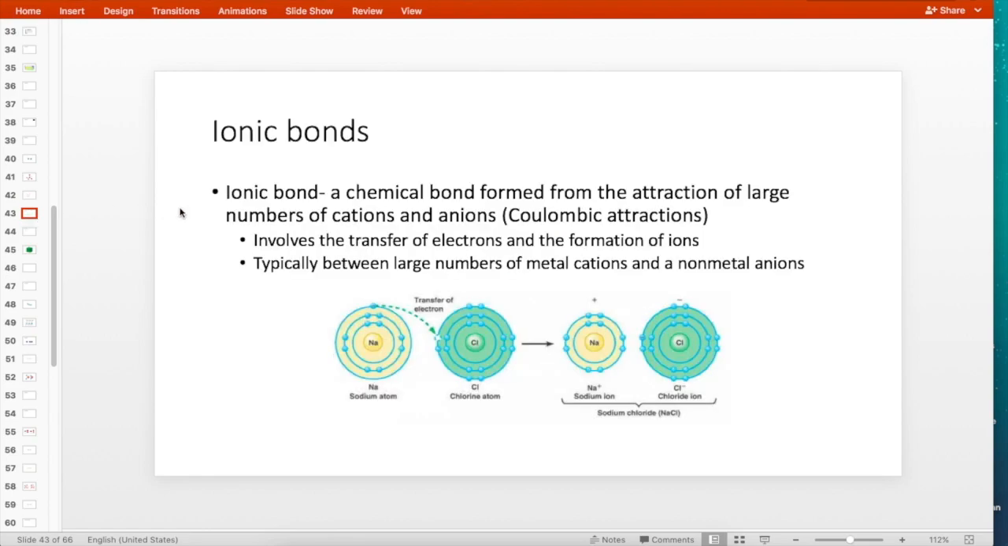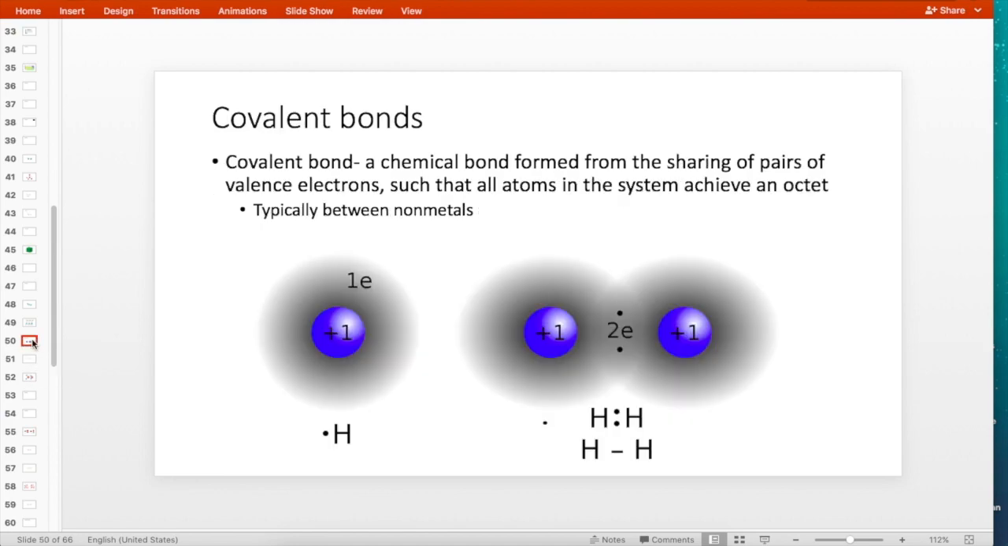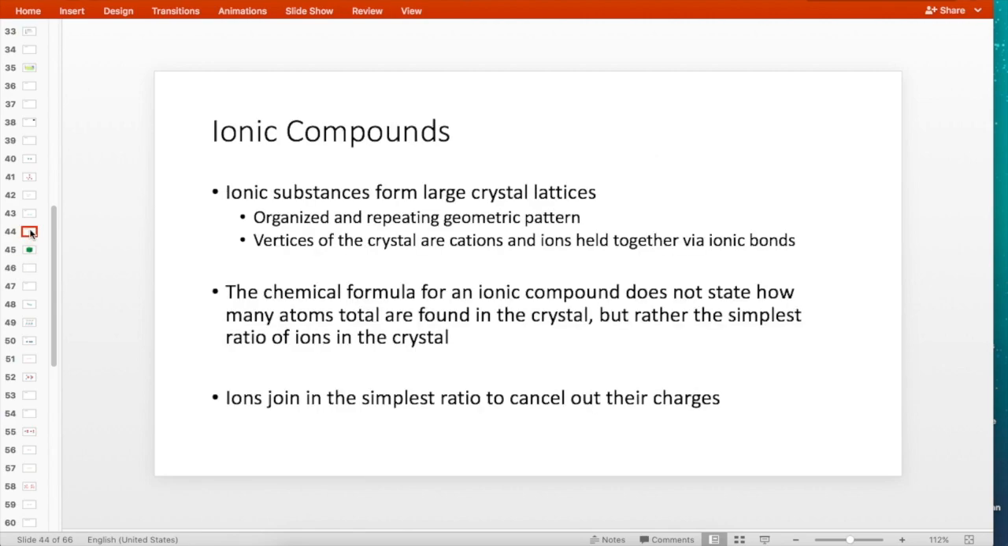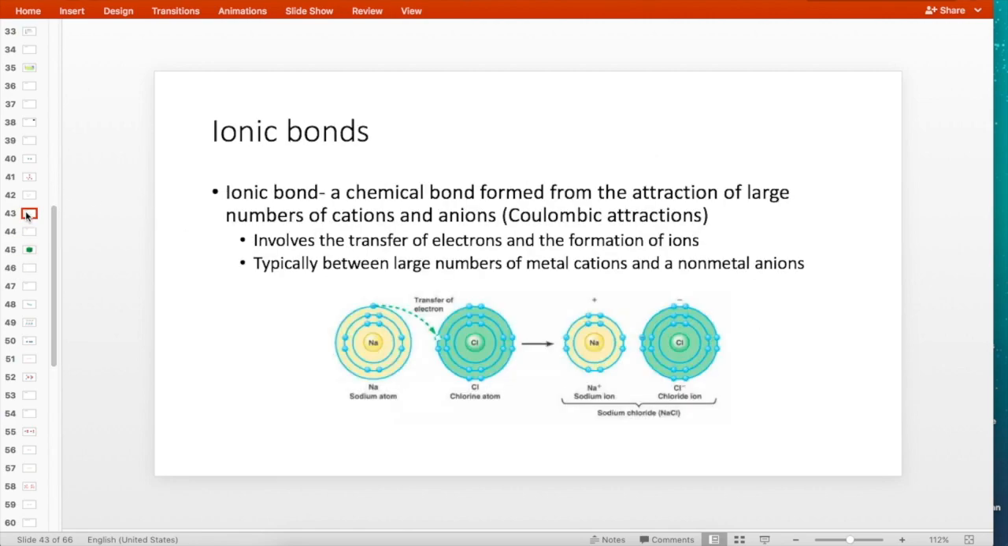There are several types of chemical bonds. We're going to discuss two of them in this class. Ionic bonds are one major type. Another major type are covalent bonds. We're going to focus in now on ionic bonds.